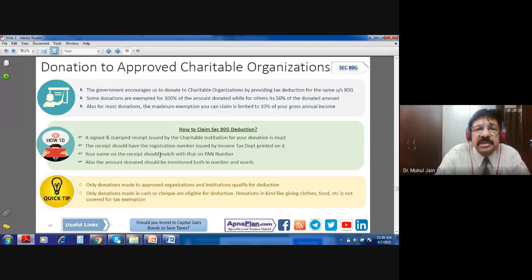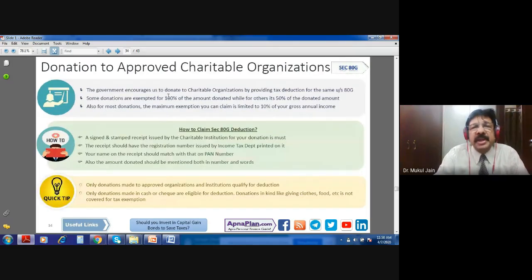And your name on the receipt should match with that on the PAN number. Also, the amount donated should be mentioned both in number and words. And only donation made in cash or check are eligible for deduction. Donation in kind, like giving clothes, food, etc., is not covered for tax exemption.